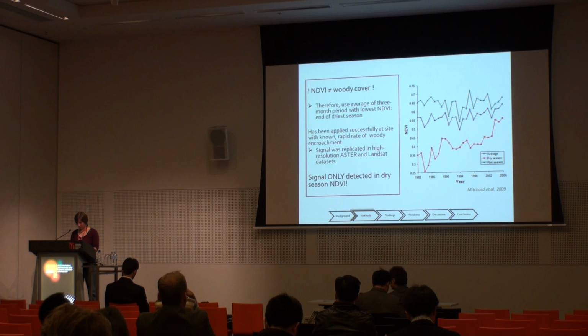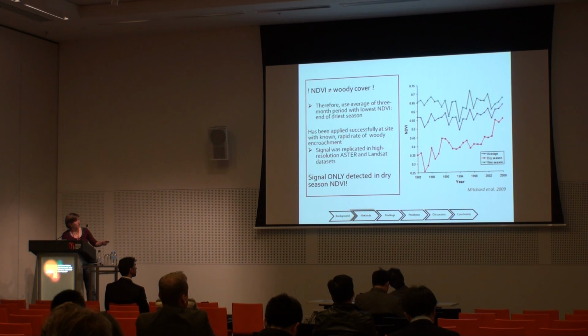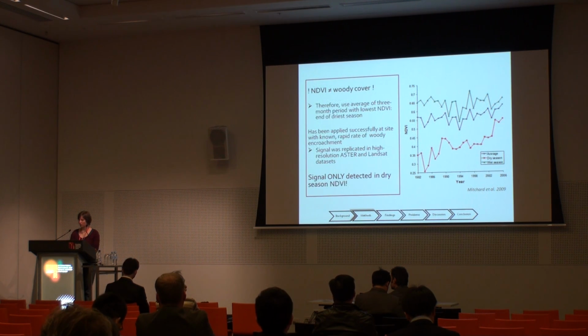And the thing is, as you can see in this graph, it's not just that the dry season is more suitable. Let me put it this way: NDVI here and time here. Whereas in the average and wet season you can't really detect any change in the study site they were looking at, only the dry season NDVI shows this encroachment and increase in NDVI. So I hope that made sense. Oh yeah, and also the signal was replicated in higher resolution datasets, so Landsat.